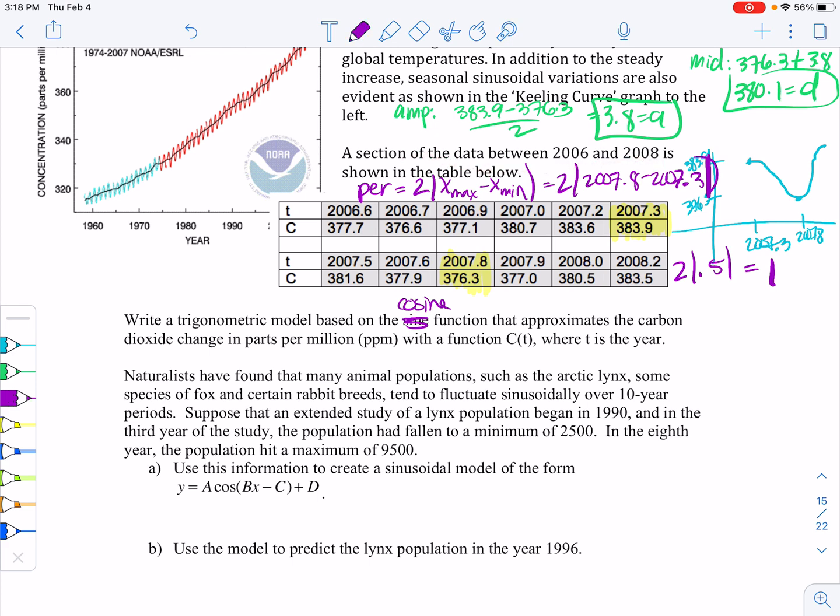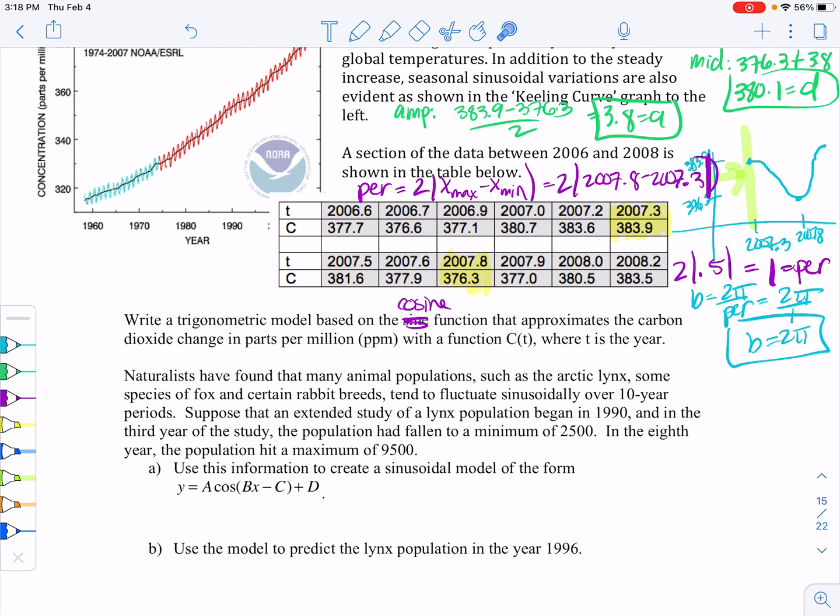Okay. So the period is a year, but then we need to find the b value. Well, the b value we can find by doing 2 pi divided by the period. Well, in this case, that's 2 pi divided by 1, which is 2 pi. So now we have A, B, D. Our C is the horizontal shift. So that we're talking about how far over we started. So on this, we started over by this amount. So we shifted right by 2007.3. Okay.